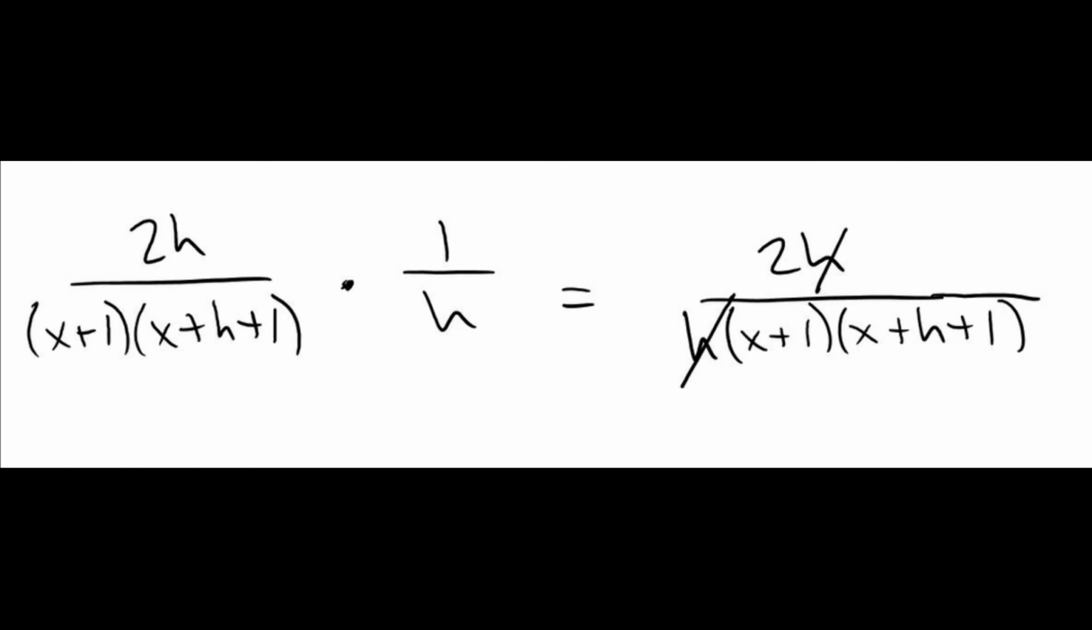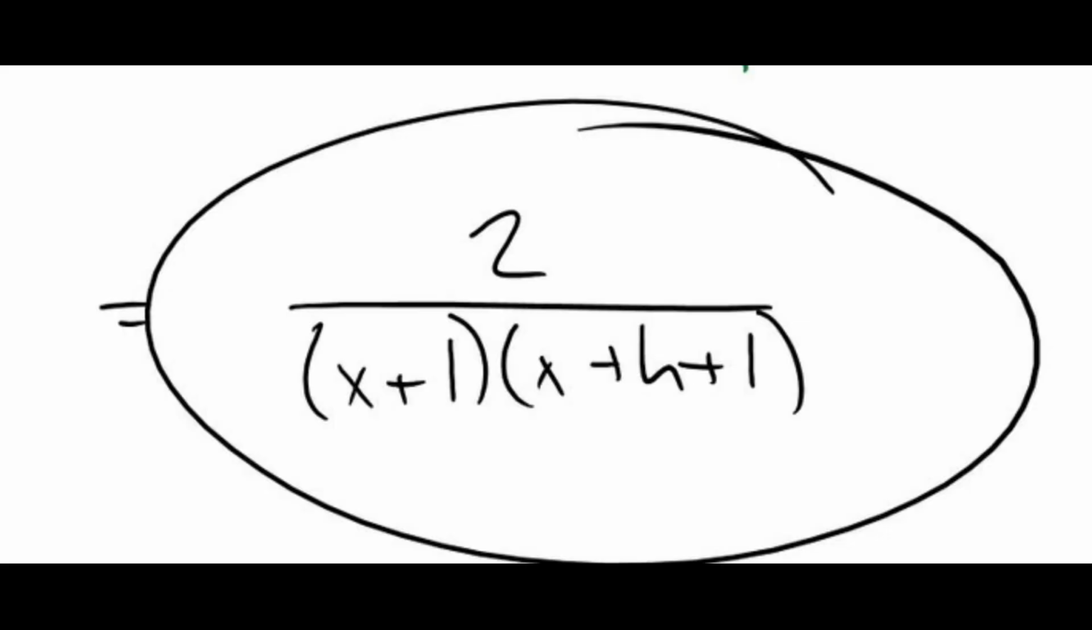Now, the only thing here that's going to cancel is the h on top and the h on bottom, so I cancel those off. So I'm left with 2 over parentheses x plus 1, and then a new set of parentheses x plus h plus 1, and that is the entire thing. That is a super tough problem. There's a lot of places to make mistakes on there, but if you understand my process, those shouldn't be too bad for you, okay?